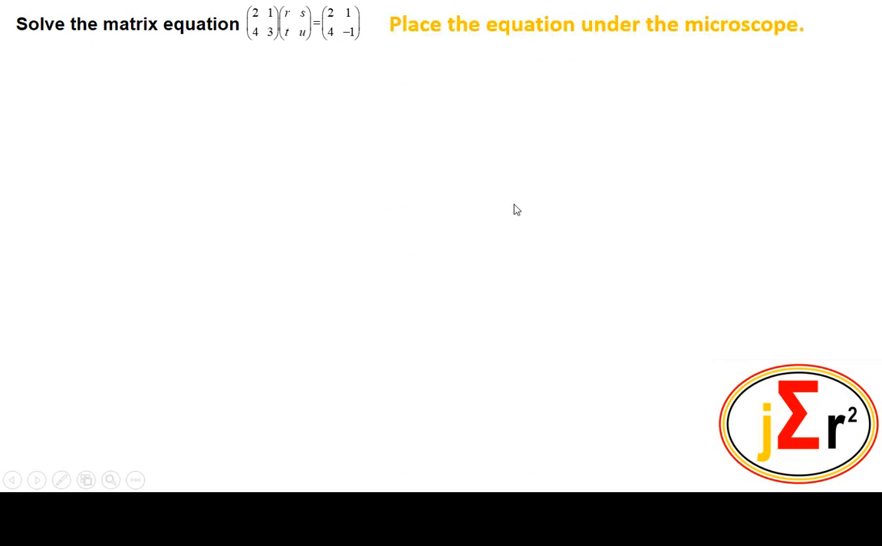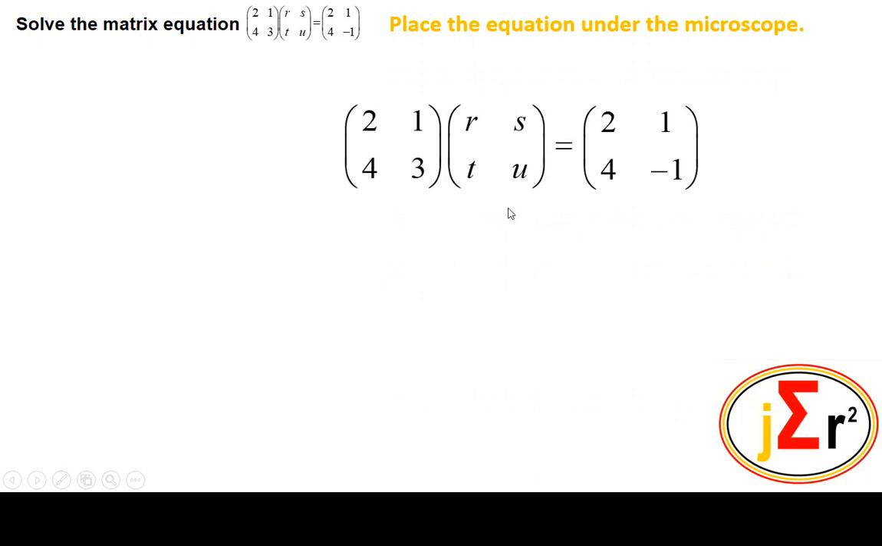Place the equation under the microscope. It is the same equation that we had before, and we are required to find RS, TU. That is what we are required to find.